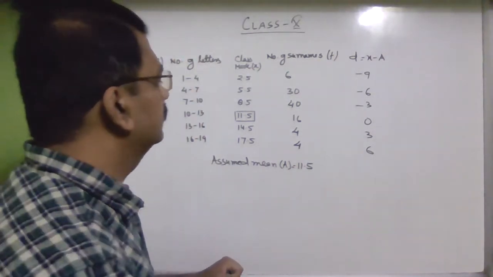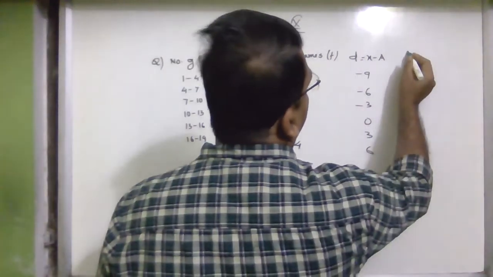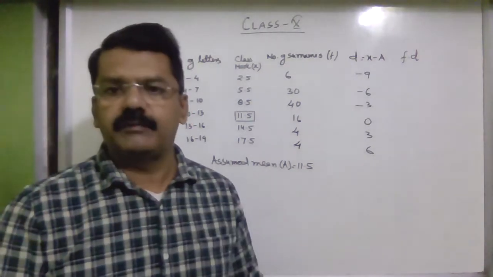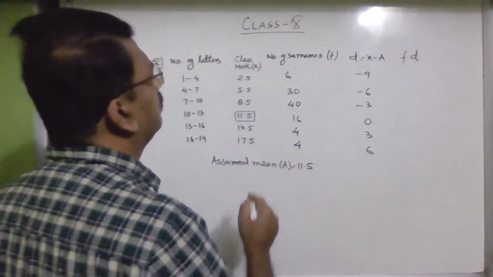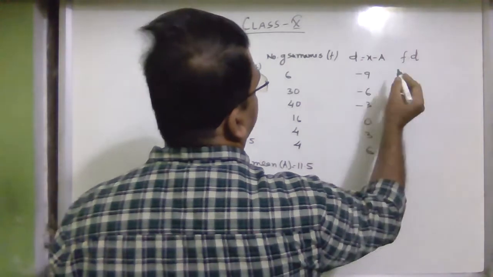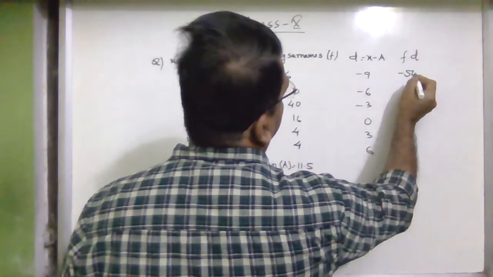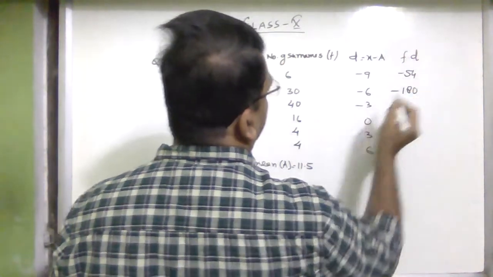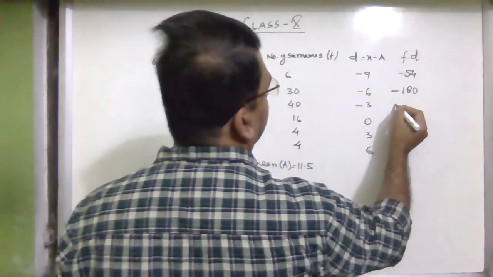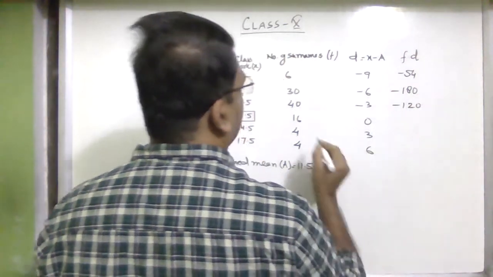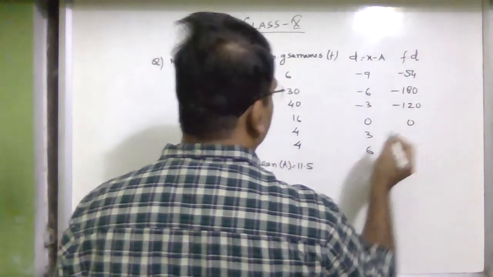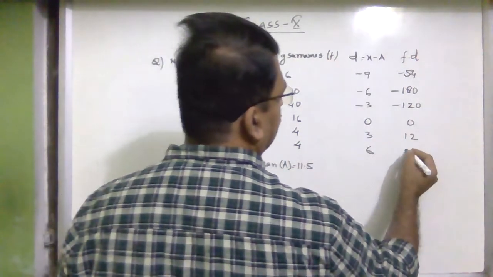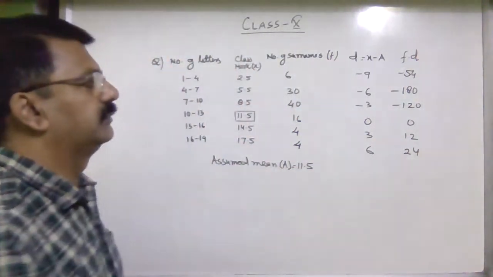Now you have to make a table f into d. That means 6 into minus 9, that is minus 54. 30 into minus 6, that is minus 180. Then 40 into minus 3, that is minus 120. Then 16 into 0 will be 0 only. 4 into 3 will be 12. And 4 into 6 will be 24.